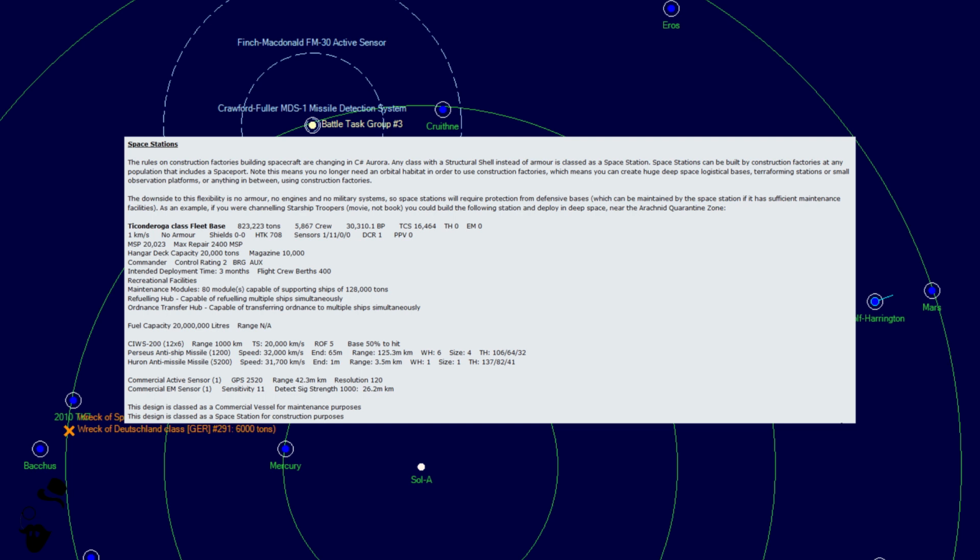Which means that you can create huge deep space logistical bases, terraforming stations, or small observation platforms, or anything in between using construction factories. The downside to this flexibility is no armor, no engines, and no military systems. So space stations will require protection from defensive bases, which can be maintained by the space station if it has sufficient maintenance facilities. As an example, if you were channeling Starship Troopers, the movie, not the book, you could build the following station and deploy it in deep space near the Arachnid Quarantine Zone.